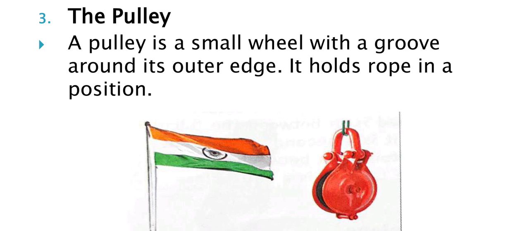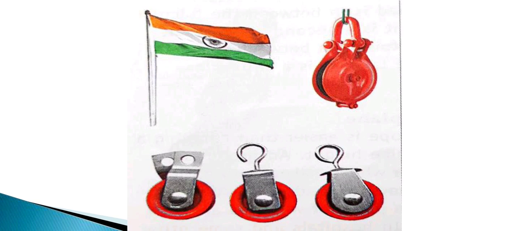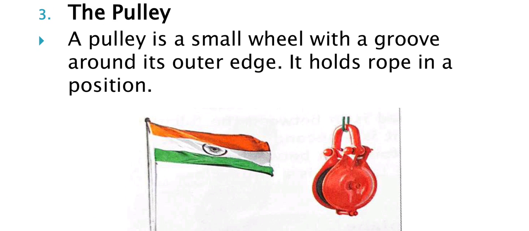Today, pulley. Pulley is a small wheel. See this figure. Pulley is a small wheel with a groove around its outer edge. This groove can hold a rope in a position. A pulley together with a chain or rope is used to lift objects.